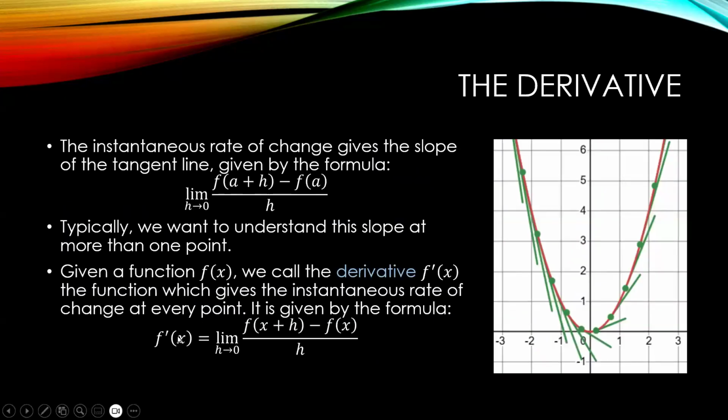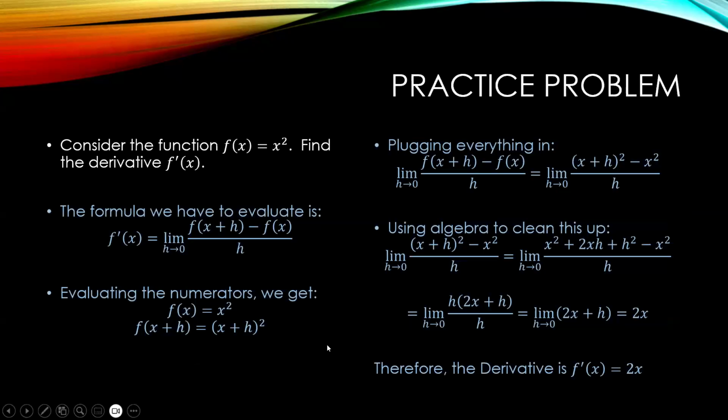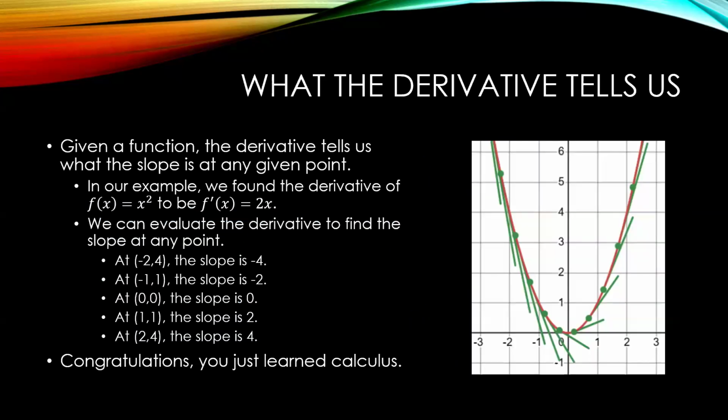The derivative is just this limit as the run gets really, really small of rise over run. And we can think of rise over run in terms of lines. And so there's very little difference between finding the slope of a line and now finding the slope of a curve.